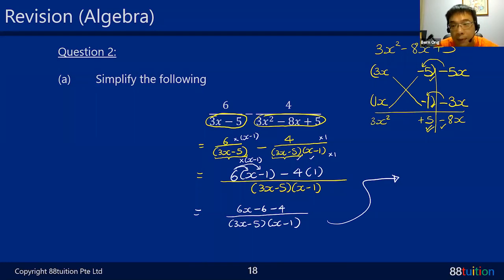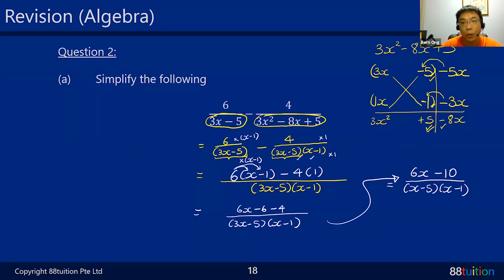What do you have? 6x minus 6 minus 4. You owe me $6. You owe me another $4. So in total, you owe me $10. So 6x minus 10 over 3x minus 5 and x minus 1. What must you do? Is that the final answer?